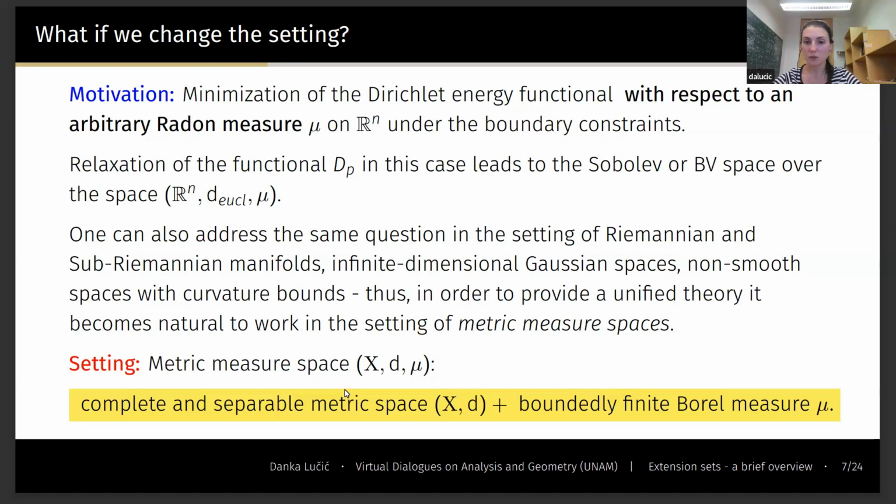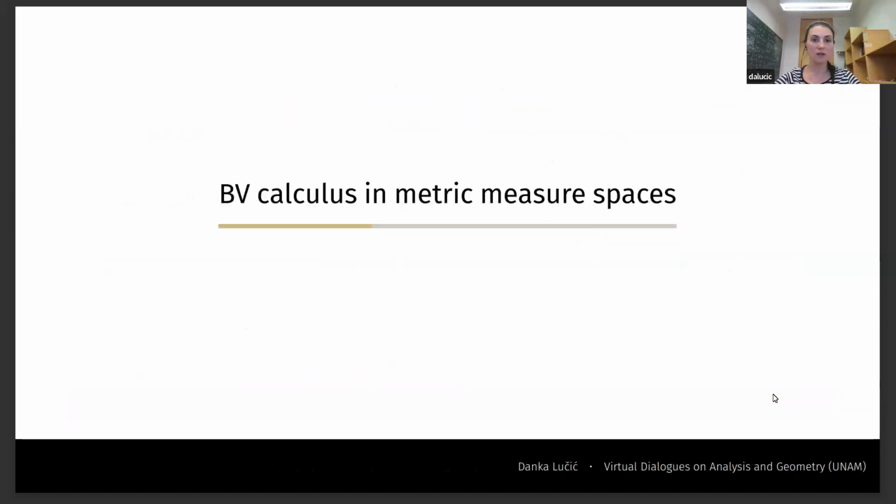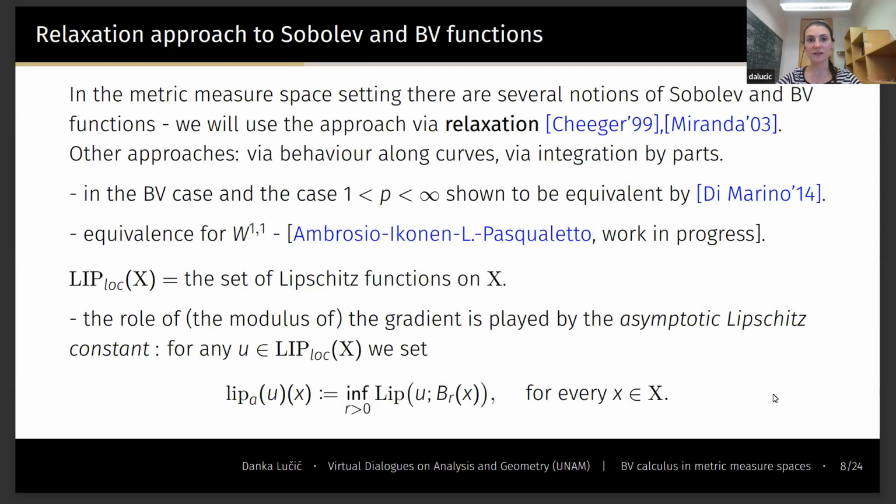And what do I mean by metric measure space? I mean a complete and separable metric space endowed with a boundedly finite Borel measure mu, so a Borel measure mu which is finite on bounded sets. Okay. So let me tell you, first of all, before addressing the problem of extension of BV functions in this setting, how they are defined.